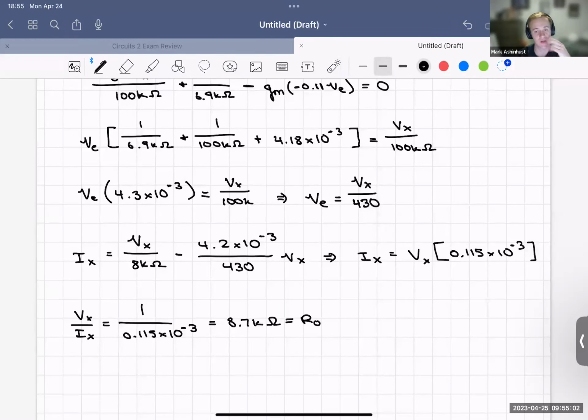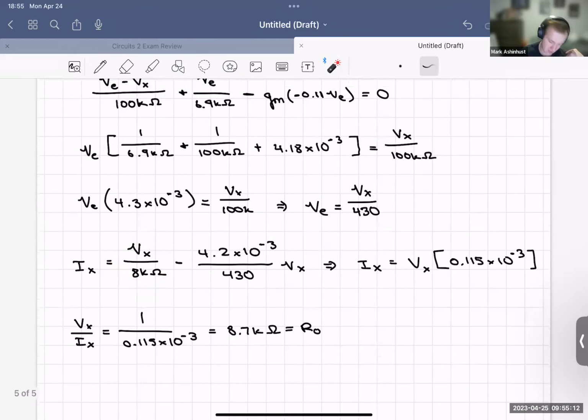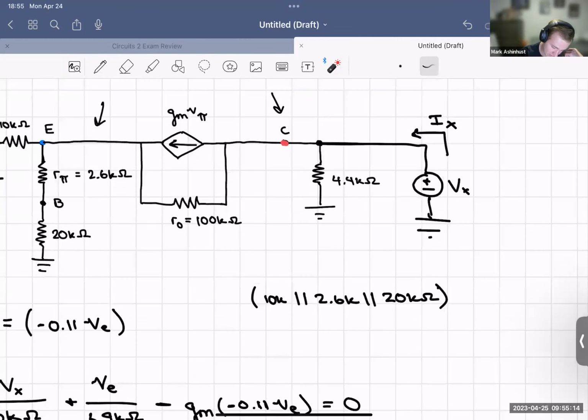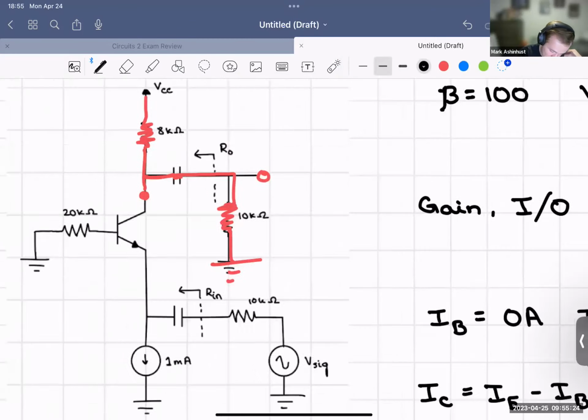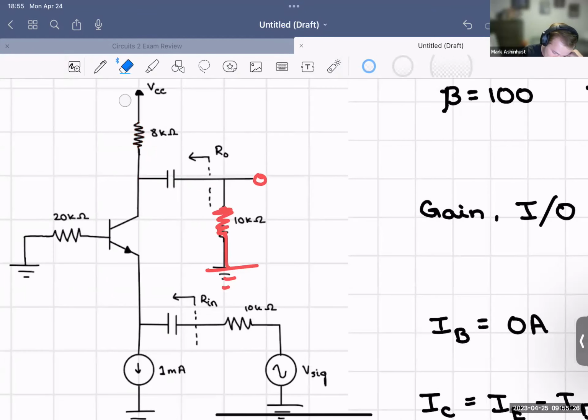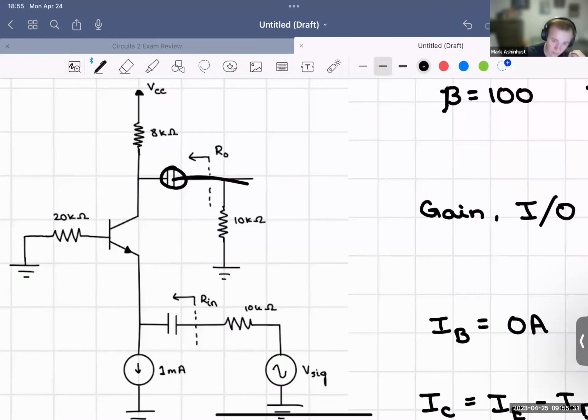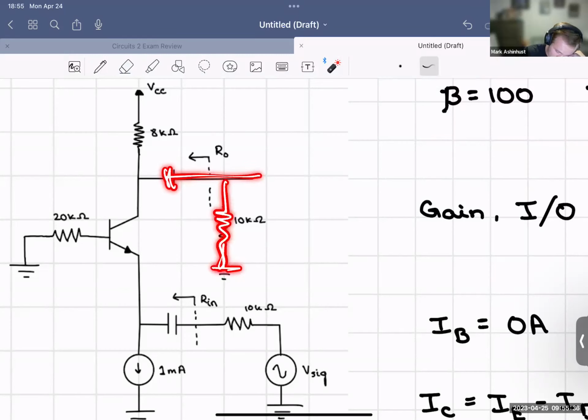One part while I was doing that, or this last part here, I noticed a mistake I made that could definitely give you a question, especially right here on the Vx and the 8K. This is not 4.4K anymore. This is 8K. I'll explain why. It's because we removed that V out part, and we're not looking anymore after these capacitors. So this whole part here does not exist in the problem anymore.